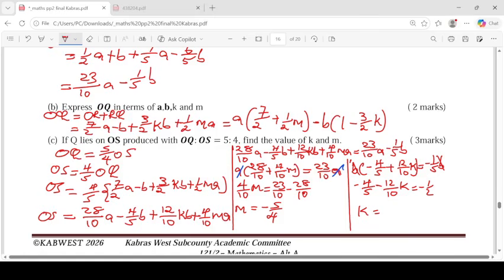What am I getting? So this should have been 5 here, not a half. I'm the one who is messing it around. This is because it was negative a half, negative 1 over 5B. So this is 5, to give you the value of K as a half. So K is a half, M is negative 5 over 4. A very, very beautiful question.